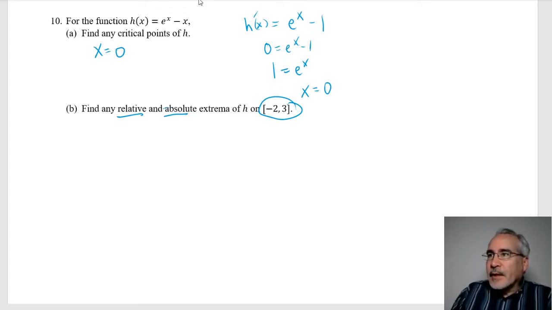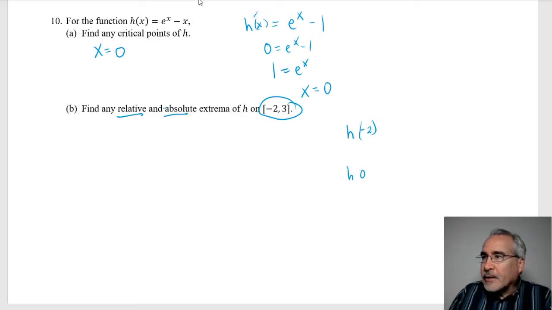So let's look at h of -2, h of 0, and h of 3. So we get e to the -2 minus -2. This gives us e to the 0 minus 0, which equals 1. And this gives us e to the 3 minus 3.